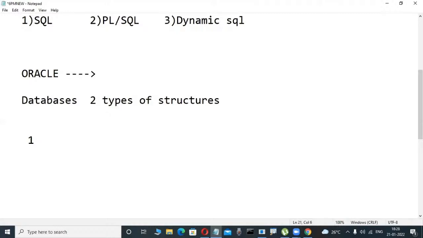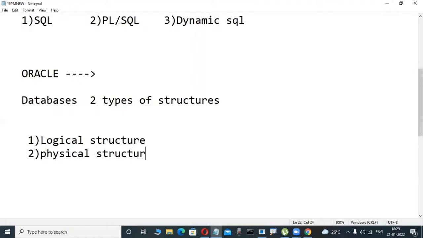Does anybody have an idea? Suppose you are taking Oracle, SQL Server, MySQL or DB2, any relational database software you are installing in your system, two types of structures are there. One is the logical structure. Database means it is a place where we can store structures. Here one is the logical structure. Another one is the physical structure.